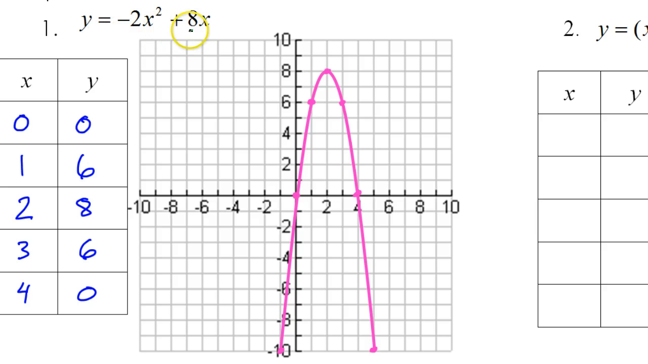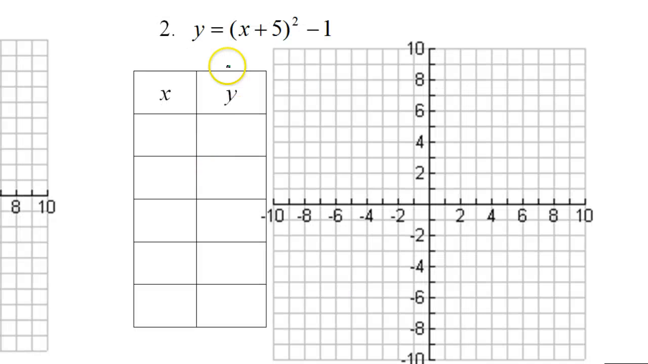This form of the equation is called standard form, when you have no parentheses and it's just ax squared plus bx plus c. That's standard form. On the other hand, problem number 2 is in vertex form.